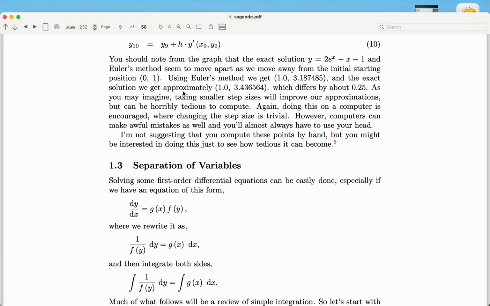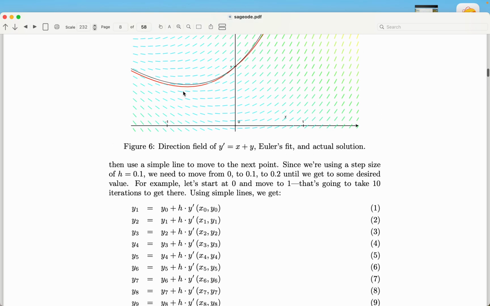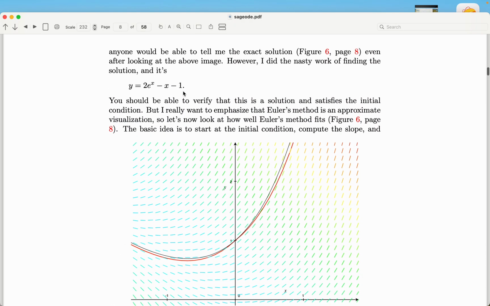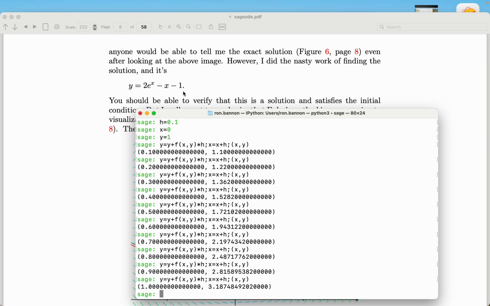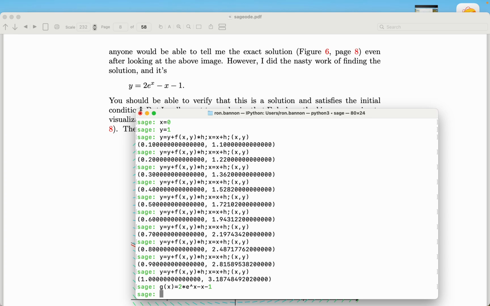But I also want to do the exact function. I want to go back to that exact function, and it's this one over here. So I'm going to be typing that into Sage. I'm going to say now the exact function. I'm going to call it g of x, equal to 2 star e to the x minus 1. And what I want to do is evaluate that function at the number 1. So it's going to be g of 1.